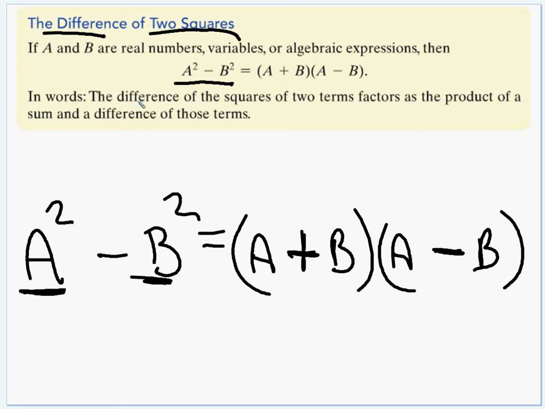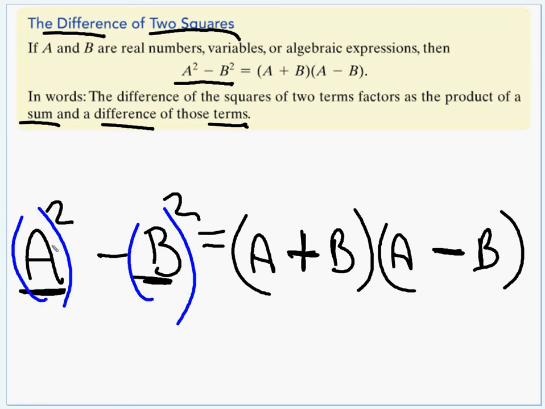It says here in words, the difference of the squares of two terms factors as the product of the sum and the difference of those terms. You know, this is a squared, so that term is a. Here's b squared, that term is b. And this always has to be a minus. That will always be a sum and a difference of those terms, the a and the b terms.